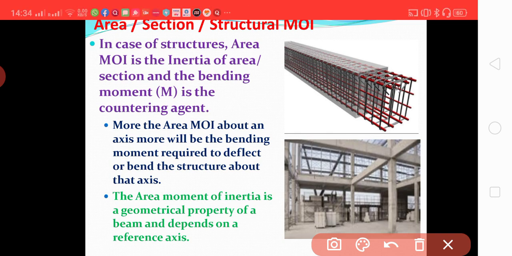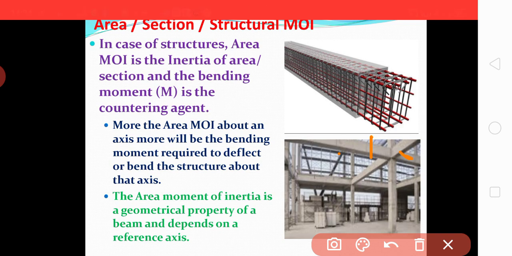Further, this is again an example of a newly constructed building. Here you can see that this is the column and this is the beam. You can find the depth of the beam is very large compared to its width. This is made only because we want to increase the bending strength of the beam, because it will carry a lot of weight of the slab we are going to make over it.